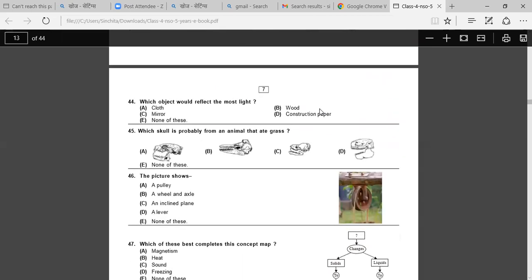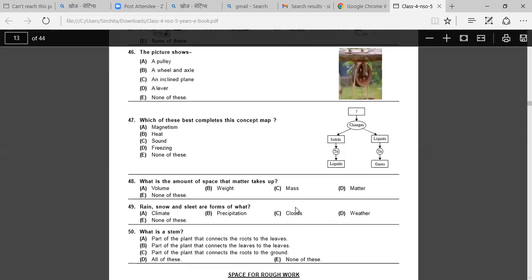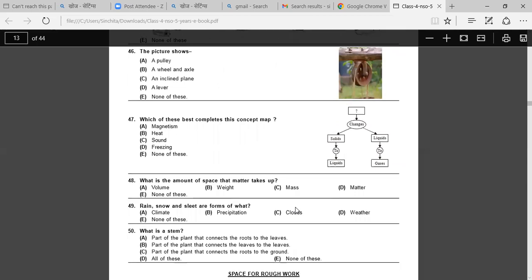Okay, number 44, which object would reflect the most light? We all know a mirror reflects the light. Most of the light is reflected by the mirror. Which skull is probably from an animal that ate grass? This is the skull of an animal which ate grass. The picture shows a pulley. This is a picture of a pulley which helps us to draw water from the well and to lift a very heavy weight.